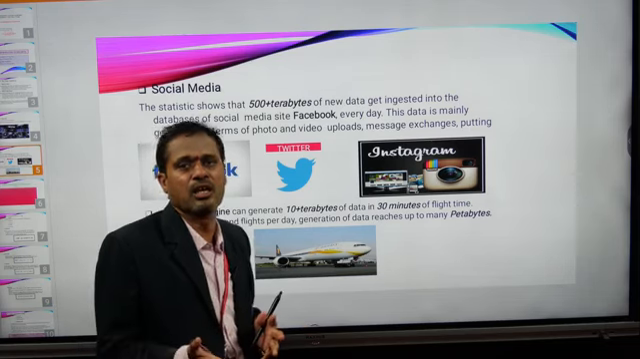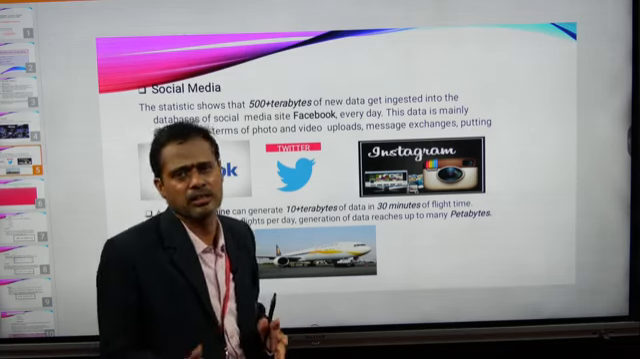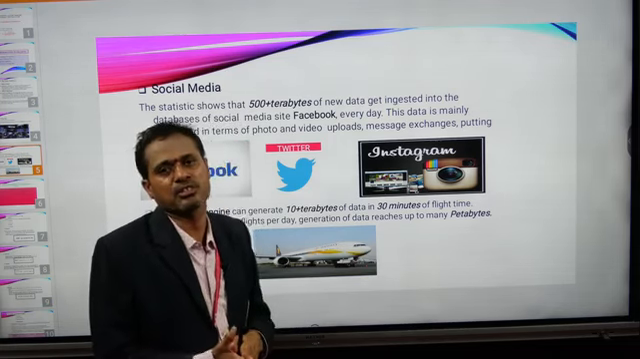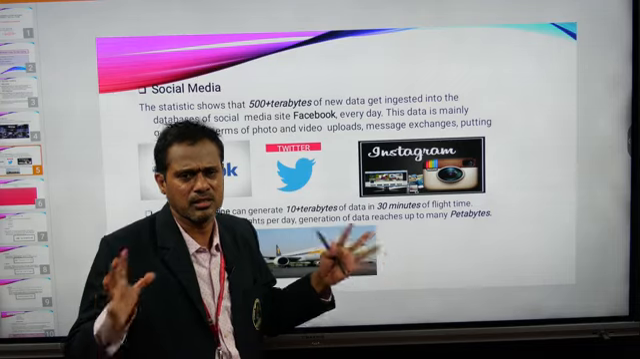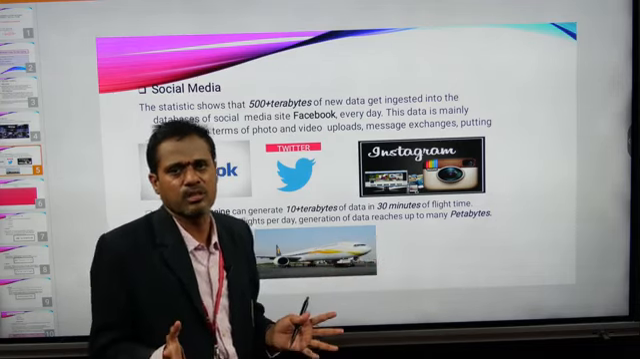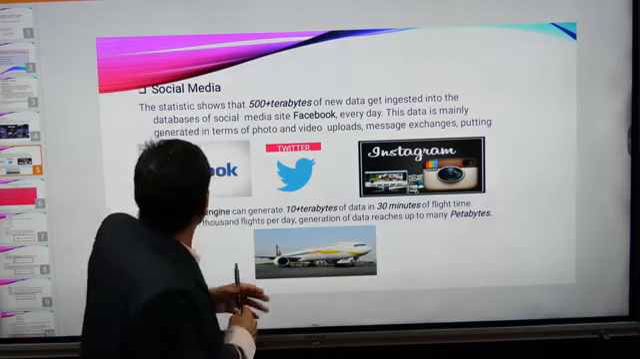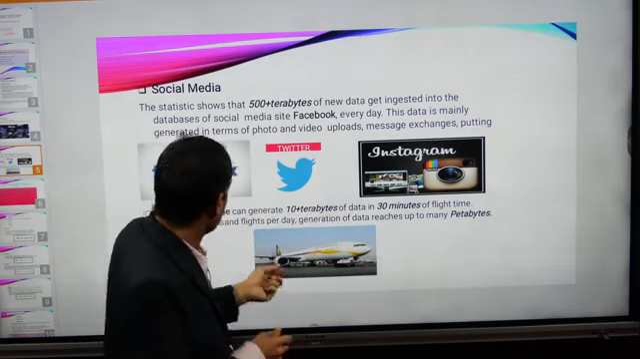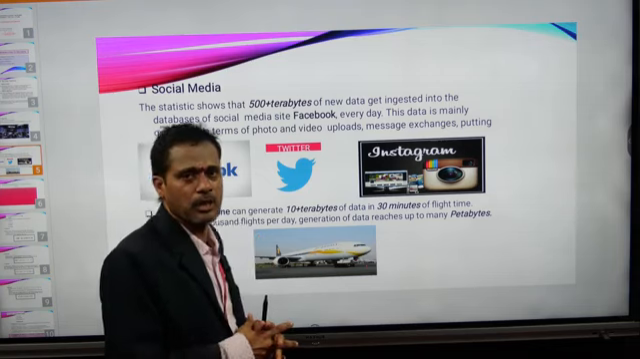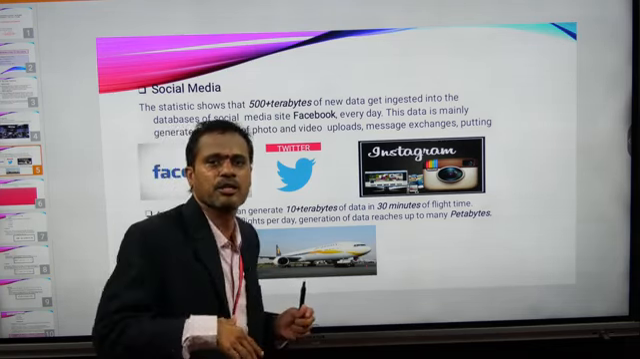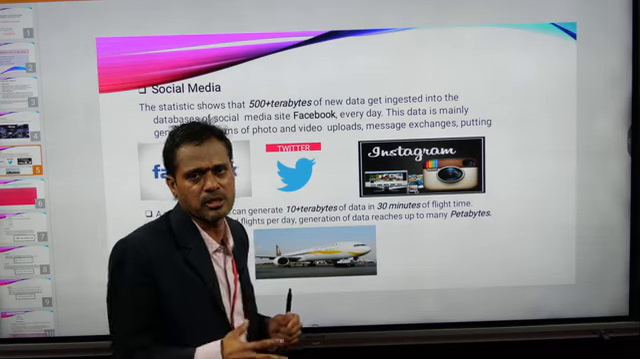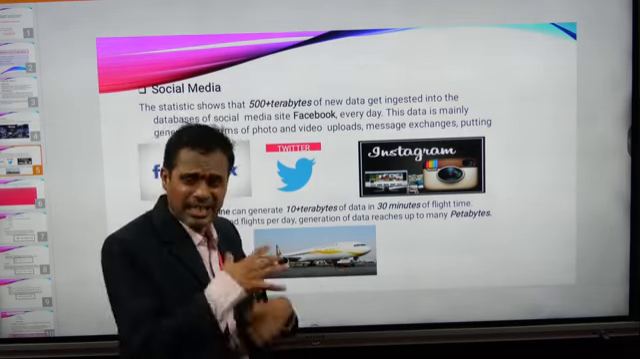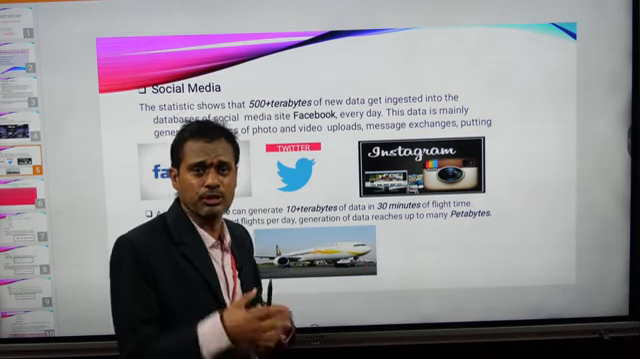Everybody is posting whatever they like onto their Facebooks. Where is this information stored? Images are stored, data is stored, and many things are stored. The statistics from social media like Twitter and Instagram, and some of the jet engines. For example, for an aeroplane, how many customers are coming to buy tickets and how many passengers are traveling through the aeroplane, that entire information is also stored in the system.